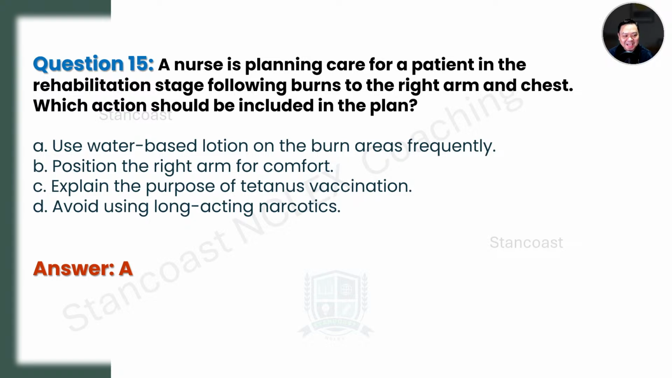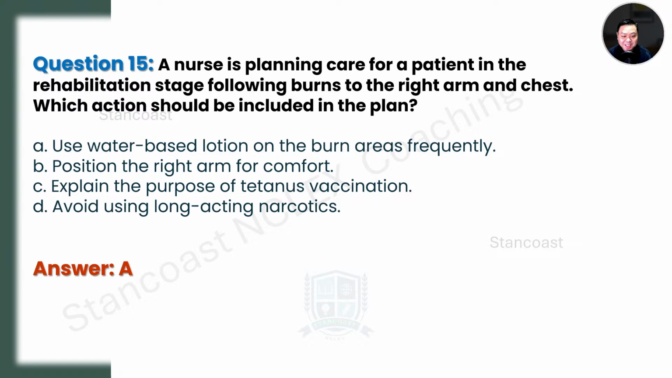If you selected letter B, position the right arm for comfort. This can lead to contractures. Instead, it should be extended to prevent stiffness. Remember what we had in the previous scenario regarding that burn affecting the arm of the patient? We gotta promote that extension rather than the flexion, because we know that flexion can cause the contractures, right?